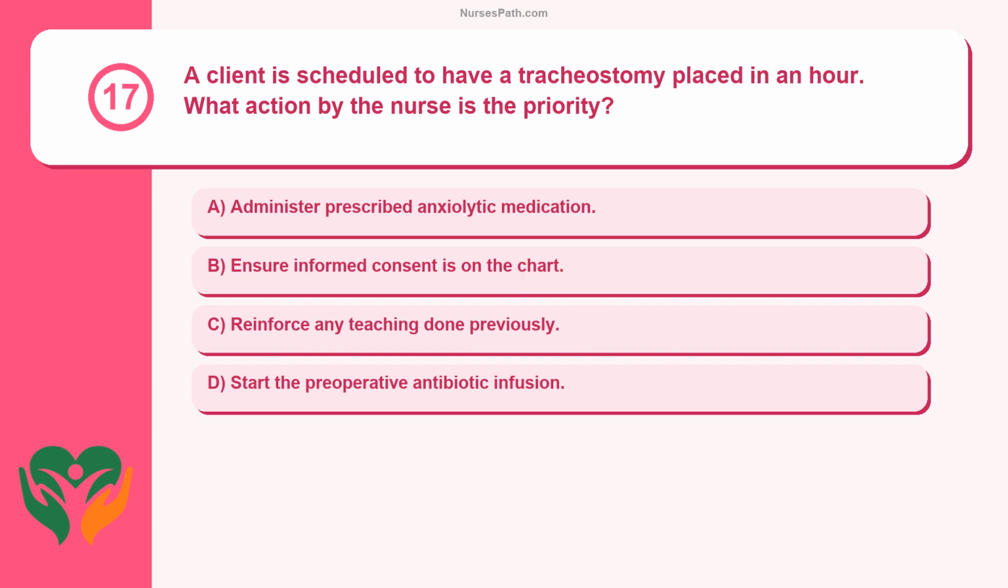Question 17. A client is scheduled to have a tracheostomy placed in an hour. What action by the nurse is the priority? A. Administer prescribed anxiolytic medication. B. Ensure informed consent is on the chart. C. Reinforce any teaching done previously. D. Start the preoperative antibiotic infusion.